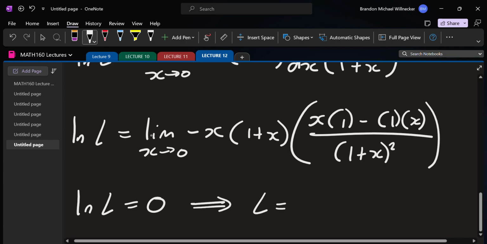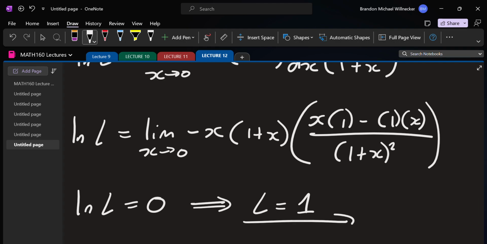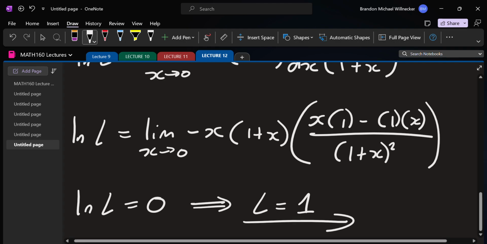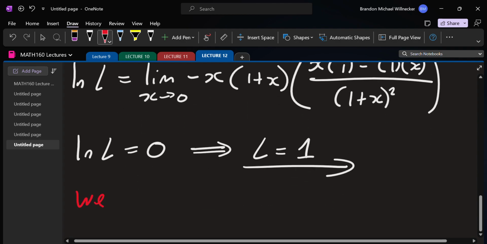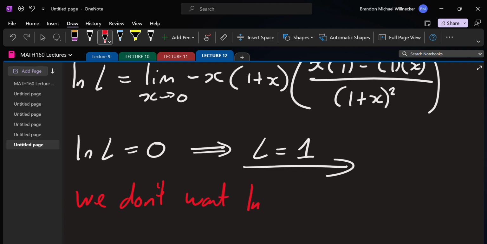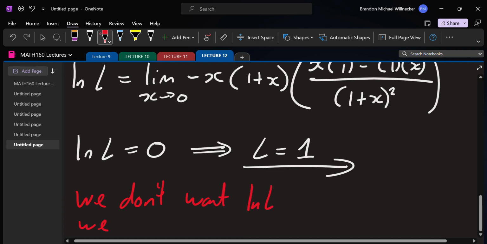We don't even have to worry about the limits. If you put in 0, the x in the front there is going to make it 0 immediately, so the whole thing's just 0. And if the natural log is 0, that means our limit is 1. Okay, please don't forget that last step. I'm not interested in the natural log of L, I want L. So please make sure that you undo that logarithm at the end.